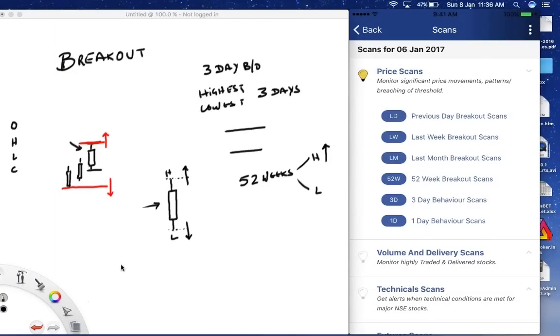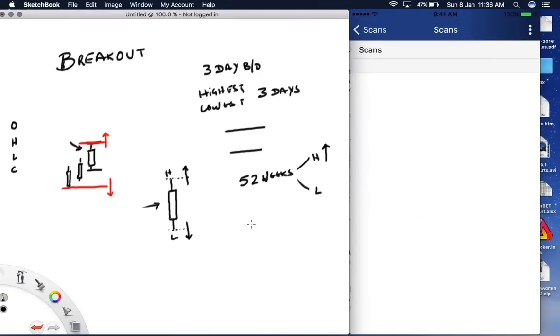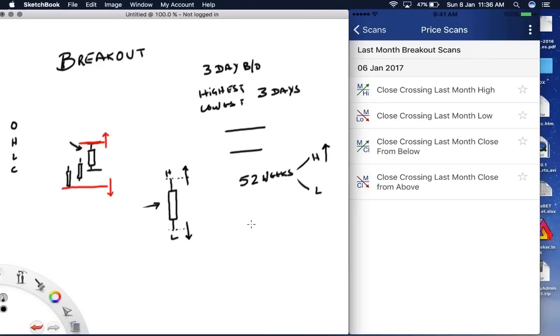If I tap on the last month breakout scan, what do I get? I get four options, which say that the close is crossing last month high. So yes, Friday's close has crossed above last month's high. That's a bullish thing. You see the green arrow going up. If I tap on this, it will show me all the stocks which have done that. See a little funnel over here.